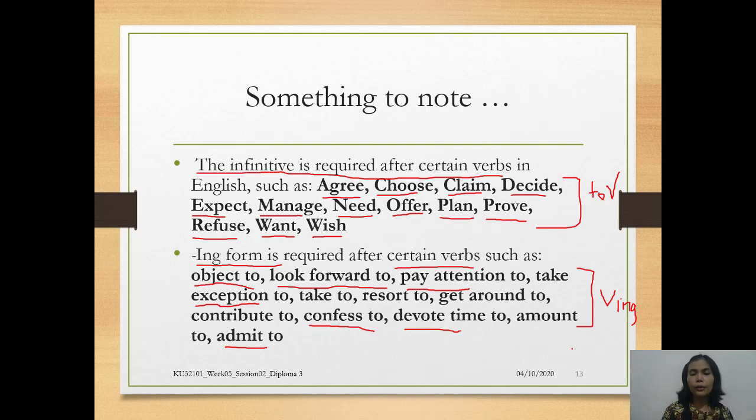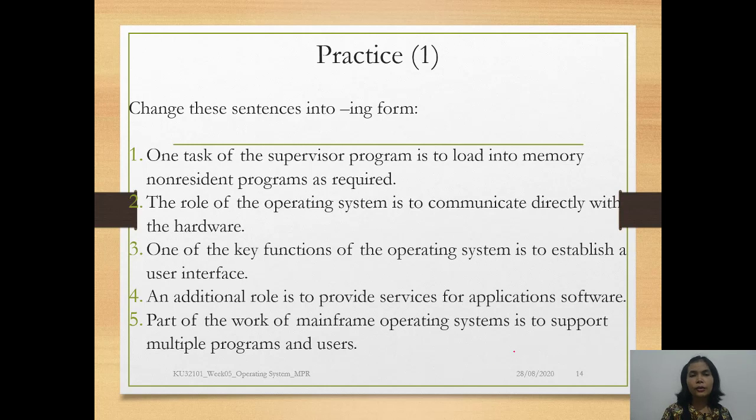Now we will go on to the practice. The first practice that I want you to do is to change the to infinitive into the ing form. Remember, you can always change it into the object or subject depending on the needs. And when you think that it is a complement to the verb before, then that is considered as the complement. So when you change it, you can decide whether it is a subject or an object or a complement to that sentence.